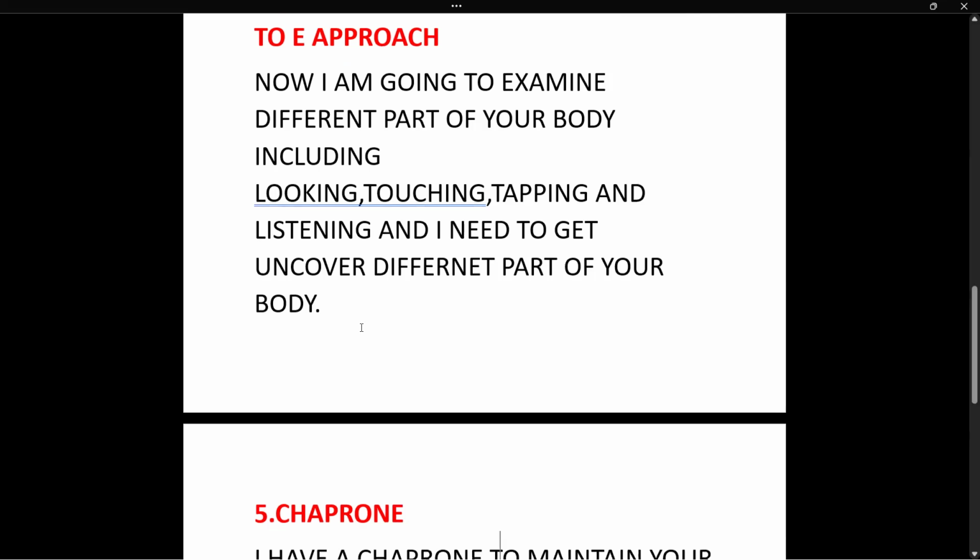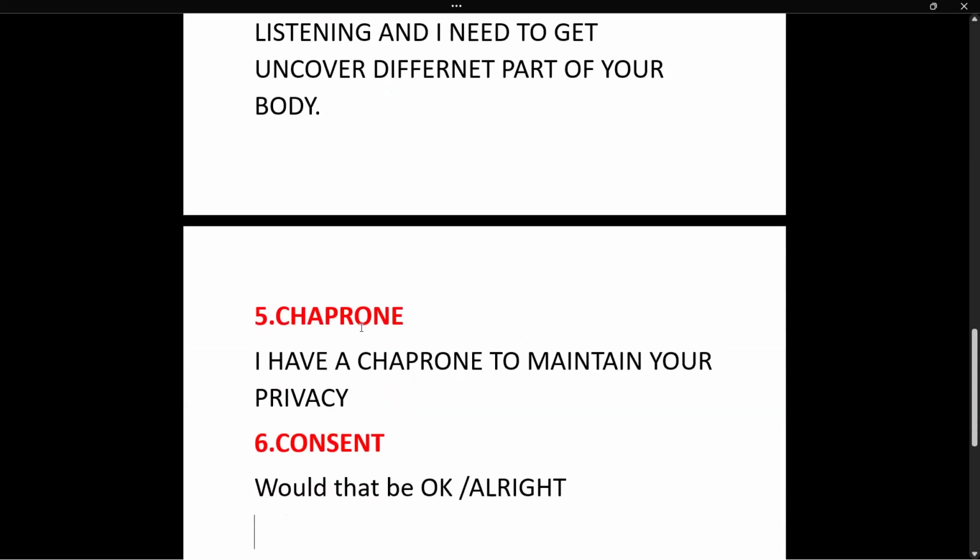Okay, and the fifth point is chaperone, which is most important. Most of the doctors also forget to mention this, and they fail in the exam because of the chaperone thing. It's the most important thing to maintain privacy of the patient and for your safety as well. So you will have to say, I have a chaperone along with me to maintain your privacy. Okay, so this is the most important thing. You don't have to forget this point.